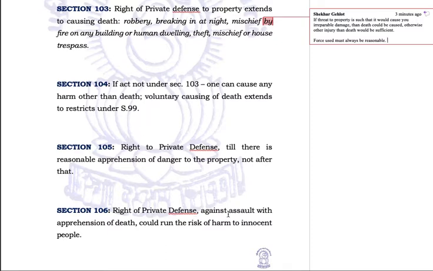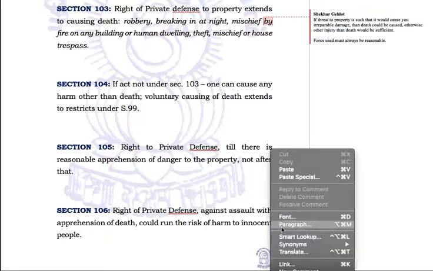Right to private defense against assault with apprehension of death could run the risk of harm to innocent people. When you are exercising your right to private defense against assault with apprehension of death, when there is such a level of assault on you that you apprehend that you may be killed, and you exercise your right to private defense, then it could lead to harm to innocent people as well. And there will be no offense.